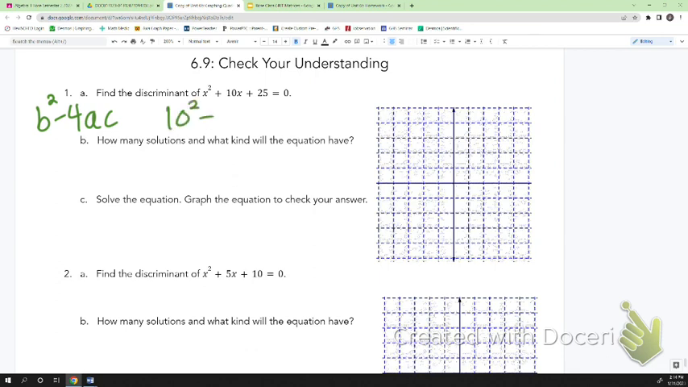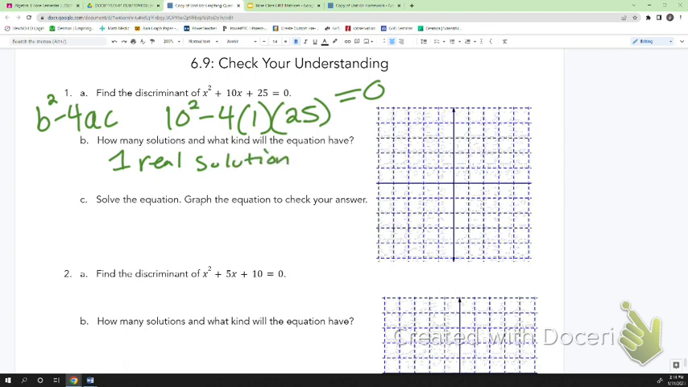10 squared minus 4 times 1 times my c. What's that going to simplify to be? 0. How many solutions will we have and what kind? One real solution. When it says solve the equation, what you're doing is the quadratic formula. So now we're going to finish the quadratic formula.